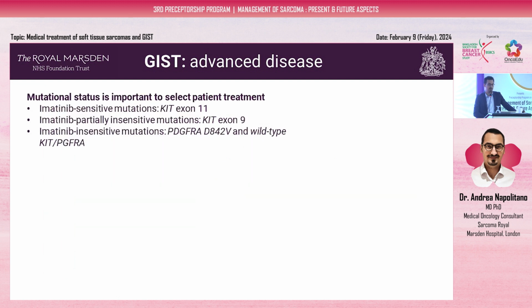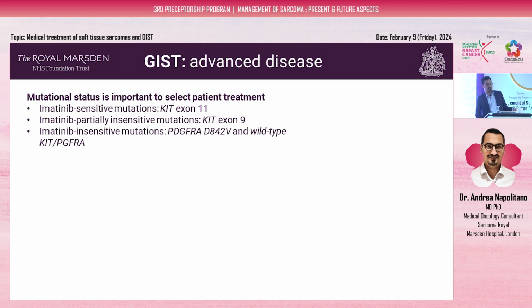And it's really important to have the mutational analysis of your GIST patients because treatment very much depends on the mutation that your patient has. There are some imatinib-sensitive mutations, which are the ones in KIT exon 11, partially insensitive mutations, KIT exon 9, and completely insensitive mutations, like the PDGFRA D842V and wild-type GIST. So there is no point in treating a patient with imatinib who doesn't have an imatinib-sensitive mutation.